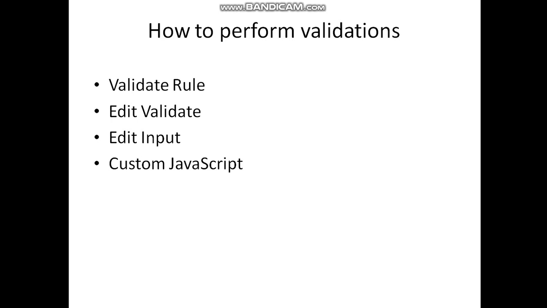So how to perform different validations in Pega? We have different rules called validate rules, edit validate rule, edit input rule, and also on the properties itself you can restrict the values, any kind of mandatory values, or you can use custom JavaScript where you can write JavaScript functions to validate your properties.